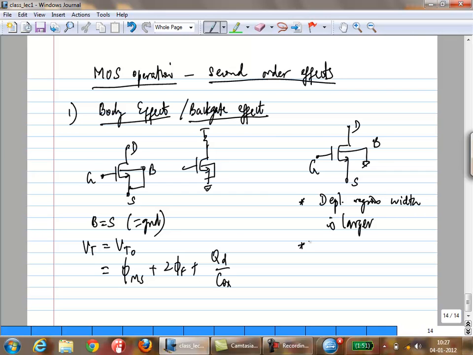So fundamentally your depletion region width gets larger. The other major effect is that because your depletion region gets larger, your transistor actually cannot invert easily. Remember that the charge in the channel needs to be mirrored at the gate, right? That's when your channel actually gets slowly inverted. So now, if your depletion region width is larger, you need a larger charge to actually invert your channel region.